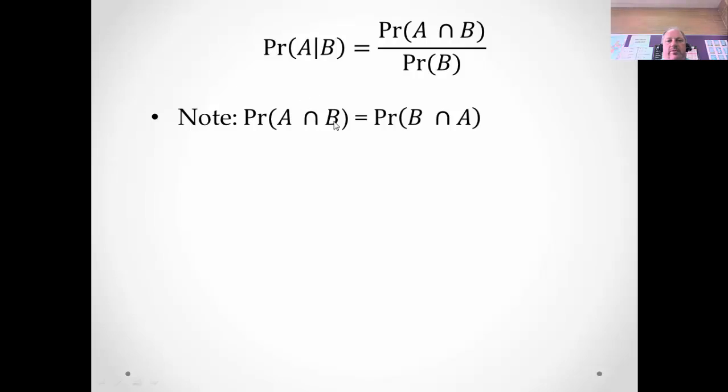Note that the probability of A intersecting B is the same as B intersecting A. It describes the same thing. Think about our Venn diagrams, the two circles overlapping. A intersects B is the same as B intersecting A.